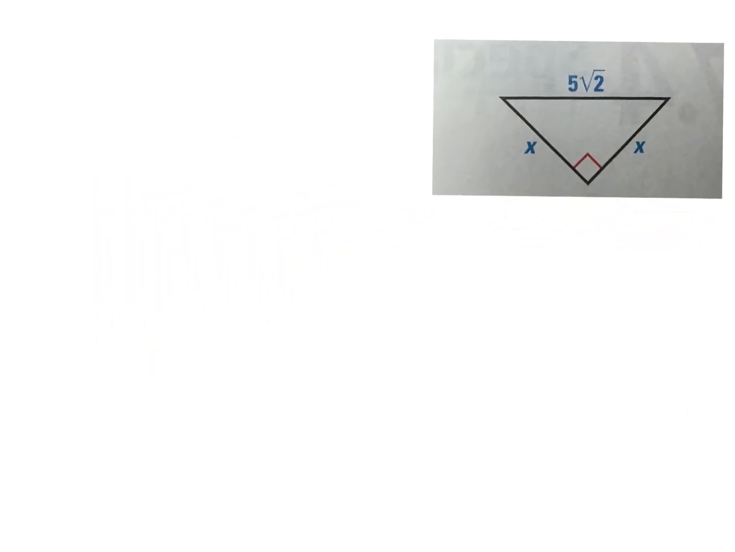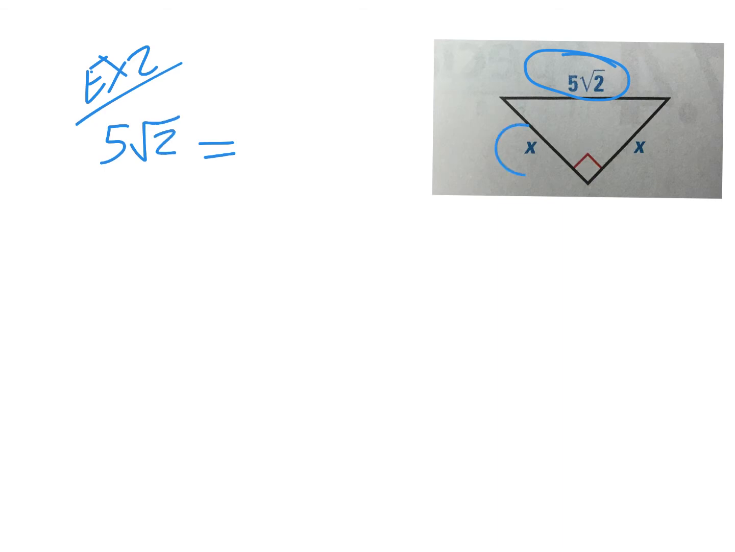All right, so we have this triangle. This is example 2. Find the lengths of the legs in this triangle. All right, first of all, is this a 45, 45, 90? Yes, it is. So because we know that, we can say that the hypotenuse, which is this measurement, 5 square root of 2, equals the leg length times the square root of 2, right?